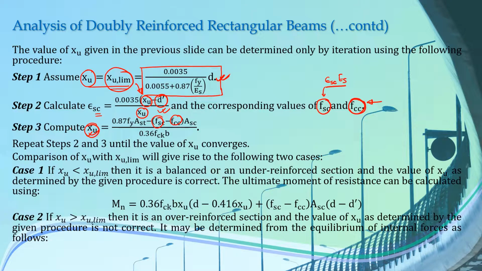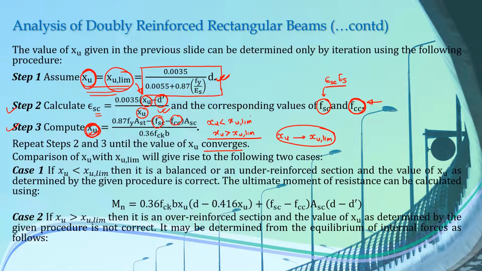Now you have to repeat this process, mainly these steps 2 and 3, until the value of XU that you have assumed at the beginning and the value of XU that you have computed at the last step converges. And finally, after calculating the value of XU, you have to compare that with the value of XU limiting. So in our first step, we have only assumed that XU is equal to XU limiting. But our final answer, XU may either be less than XU limiting, or the value of XU may even come out to be greater than XU limiting.